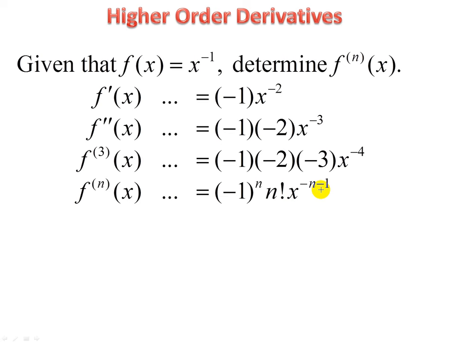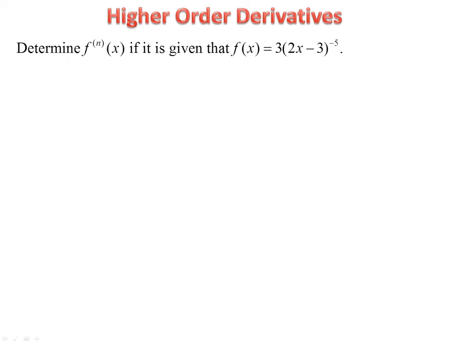Let's just confirm that. When n is 1, -1 minus 1 is -2. When n is 3, -3 minus 1 is -4. So it works. Let's look at a slightly more complicated question.